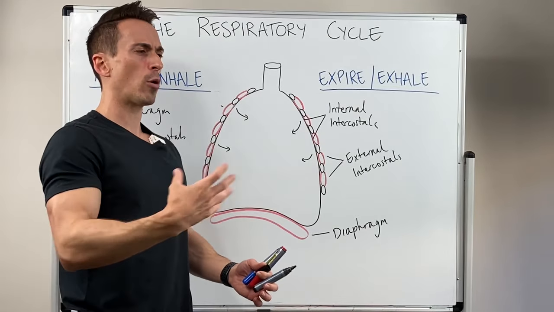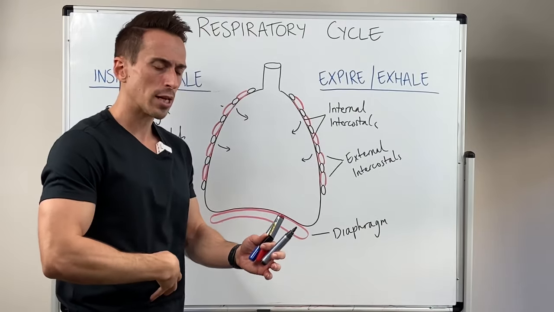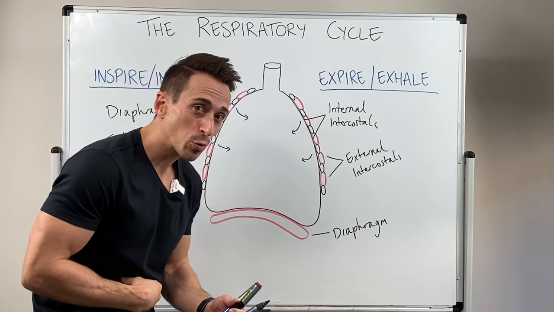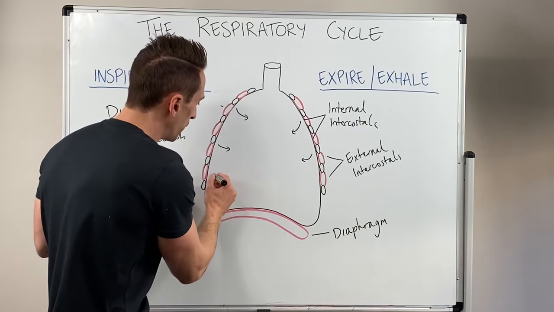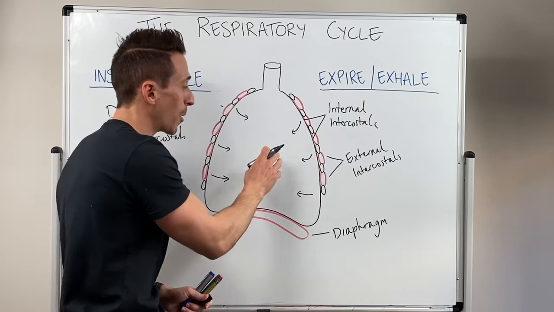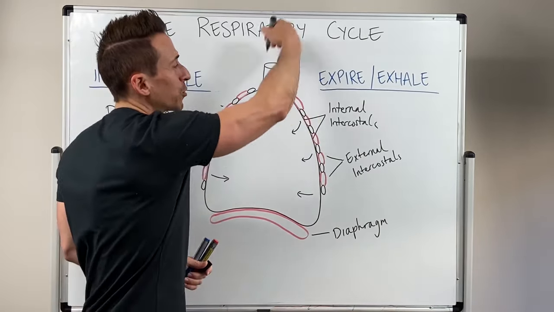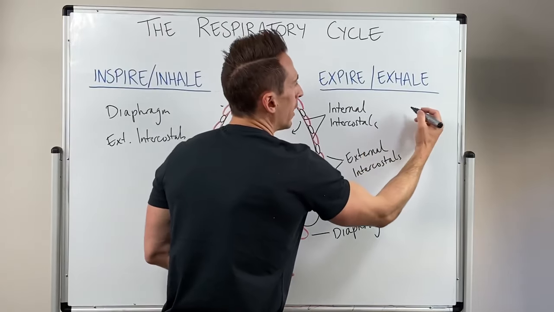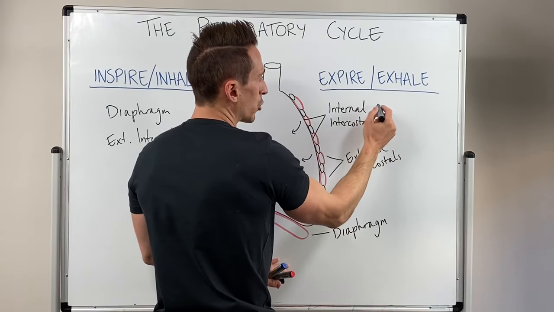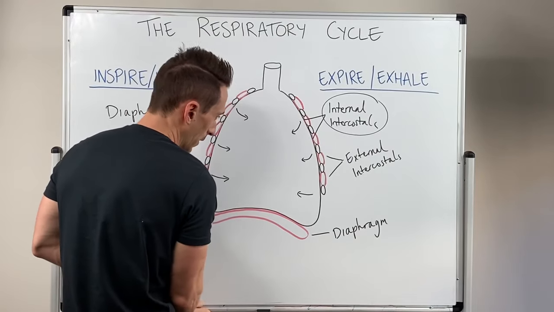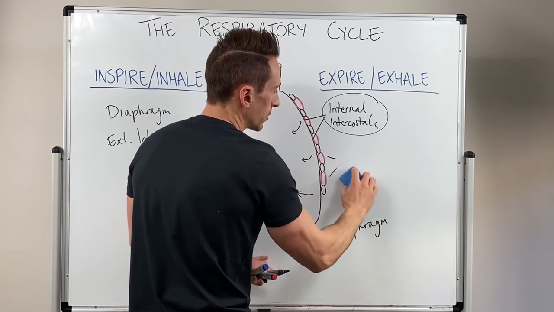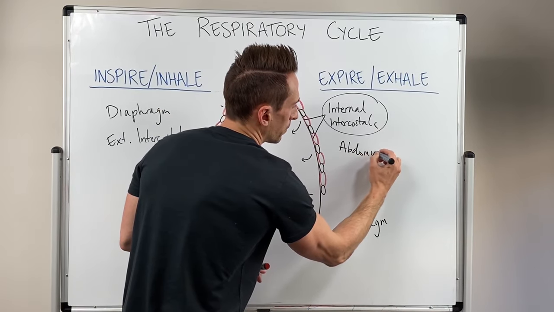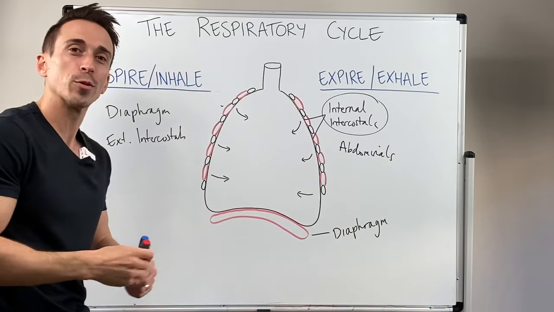And think about it, when you expire, what else happens to your body? You start to bend forward and your abdominals contract. So all the muscles of your abdominals contract, reducing that thoracic volume as well. This makes the pressure inside positive compared to outside, and air wants to rush out. So what are the important muscles when it comes to expiration or exhalation? It's going to be the internal intercostals, which I'll just highlight here, and the abdominal muscles. The abdominals. And this is what we term the respiratory cycle.